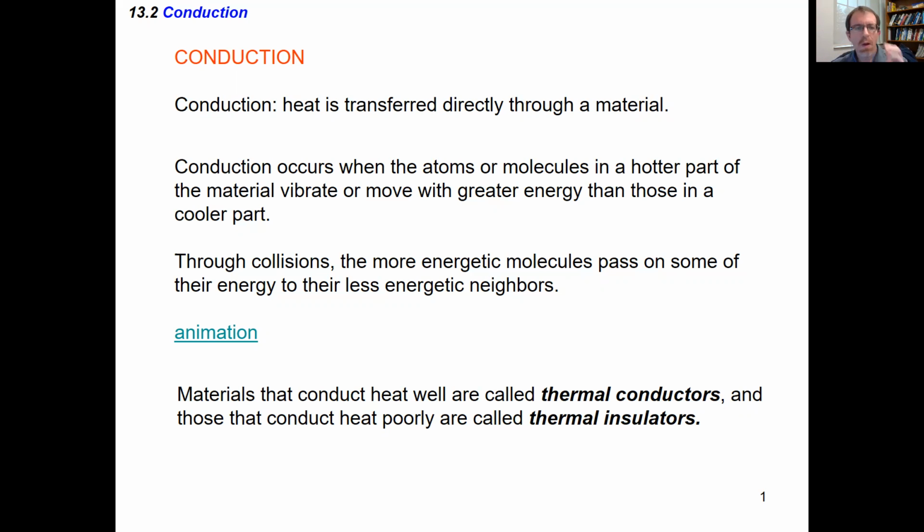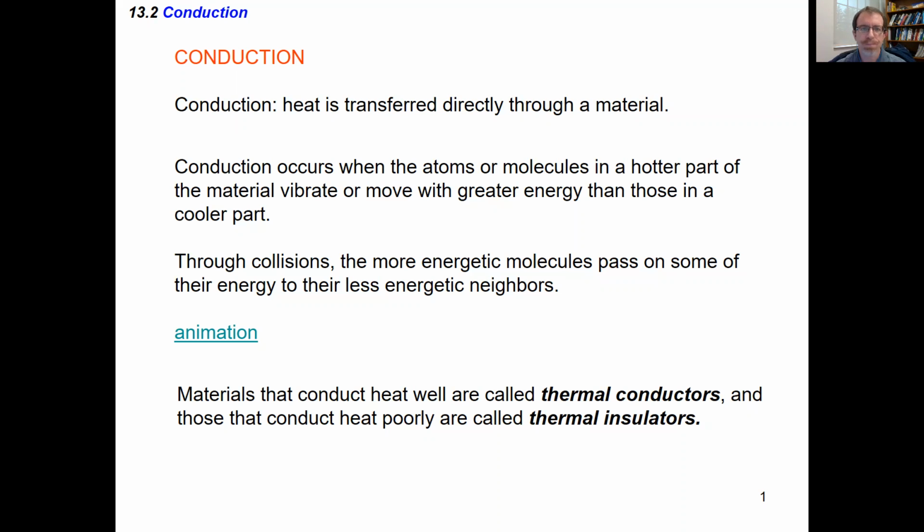Okay. All right, so anyway, this is the process of conduction, and we have to have a material that this transfer process is occurring in. Typically, we think of this as happening in solids, but it definitely also happens in fluids, that would be liquids and gases as well. If we've got an object that transfers heat really well, then we call this a thermal conductor. If it transfers heat poorly, then it's a thermal insulator.